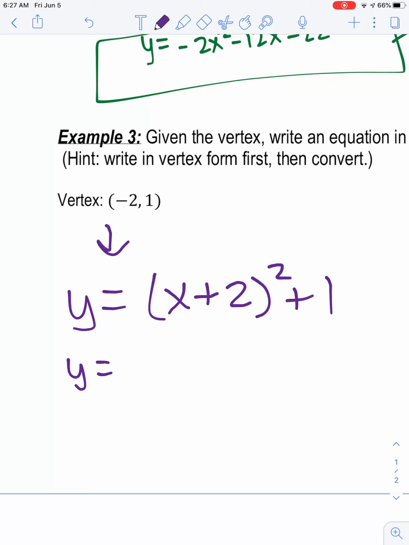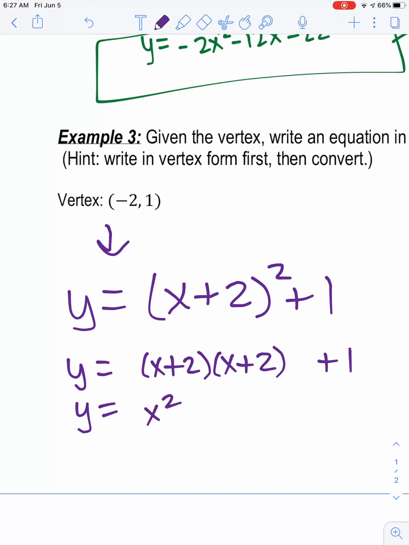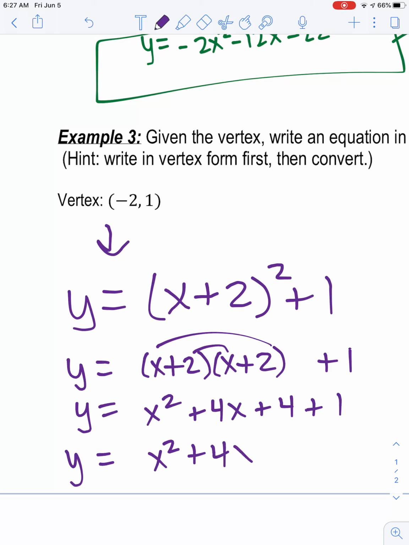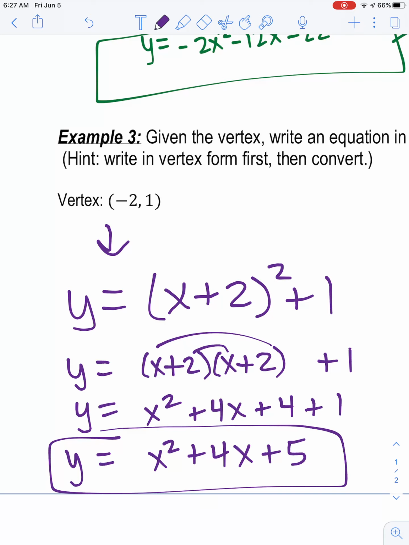All right, so to convert from vertex form to standard form, we have to multiply x plus 2 by itself. So when we FOIL that, we're going to get x squared plus 2x plus 2x plus 4. And then we have a plus 1. So that's x squared plus 4x plus 5. And there's your final answer on example 3.